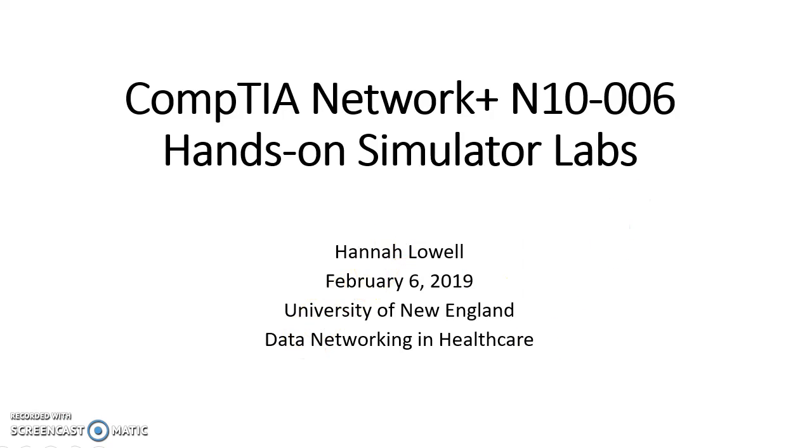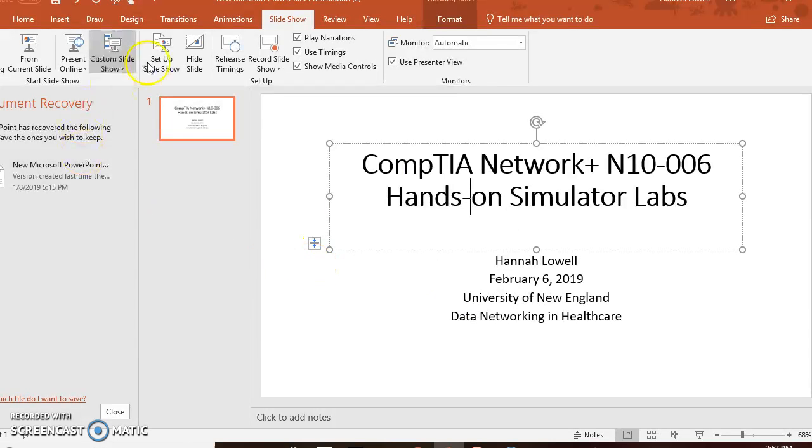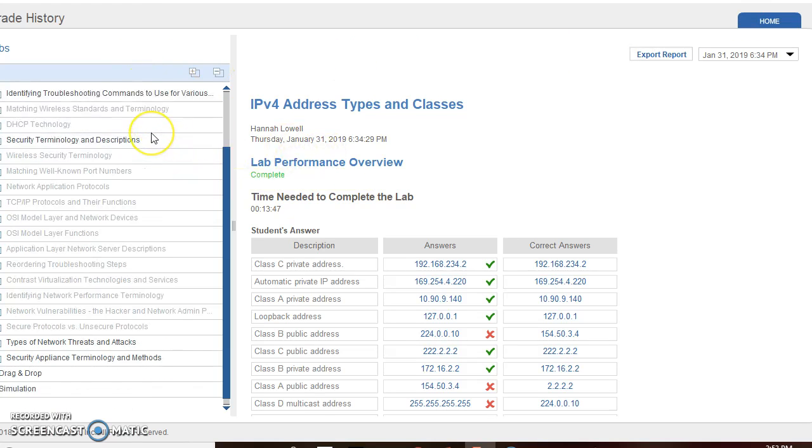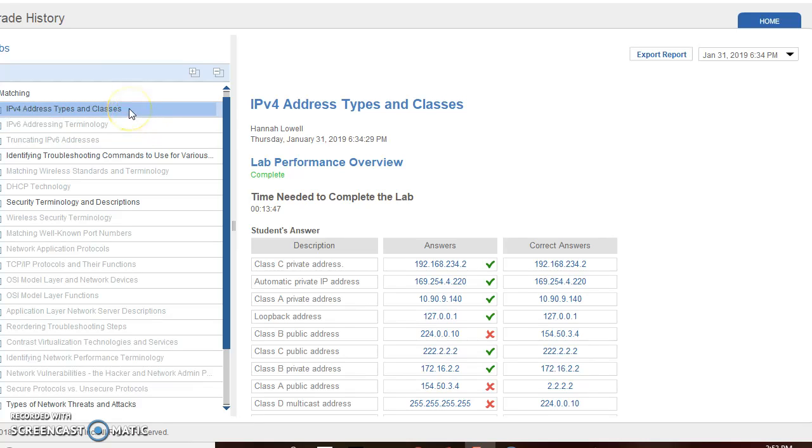Here we have an overview of data networking in healthcare, and this is the result of the hands-on simulator labs. First we're going to start with the matching lab activities. The first matching activity had to do with IPv4 address types and classes.